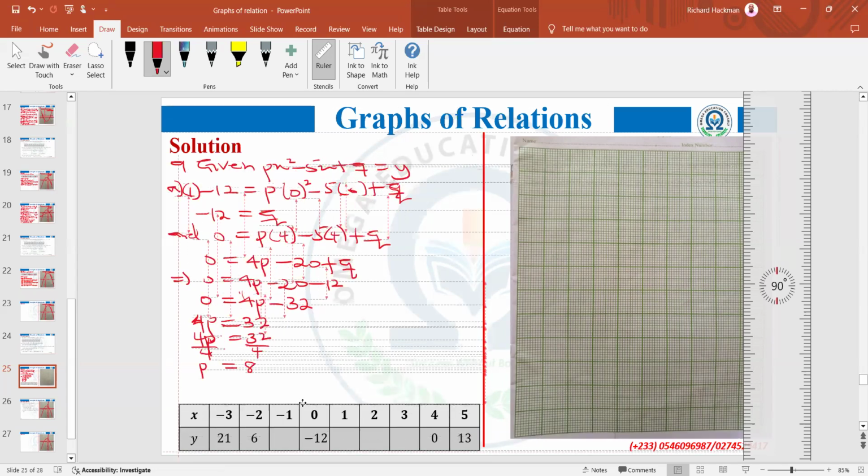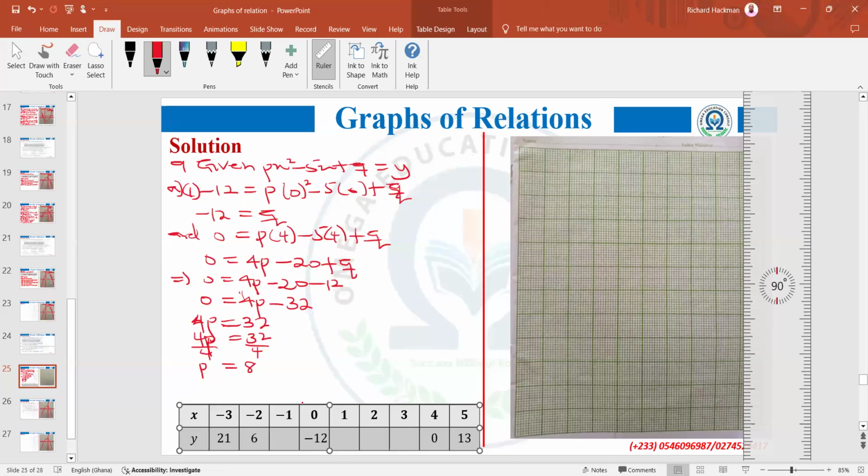Okay, so let me move this one. Someone can come and write, therefore. But here I'm going to draw the conclusion together. So therefore p is equal to 8, and q is equal to minus 12. If that's the case, then it means you know the actual relation. Is that not it?